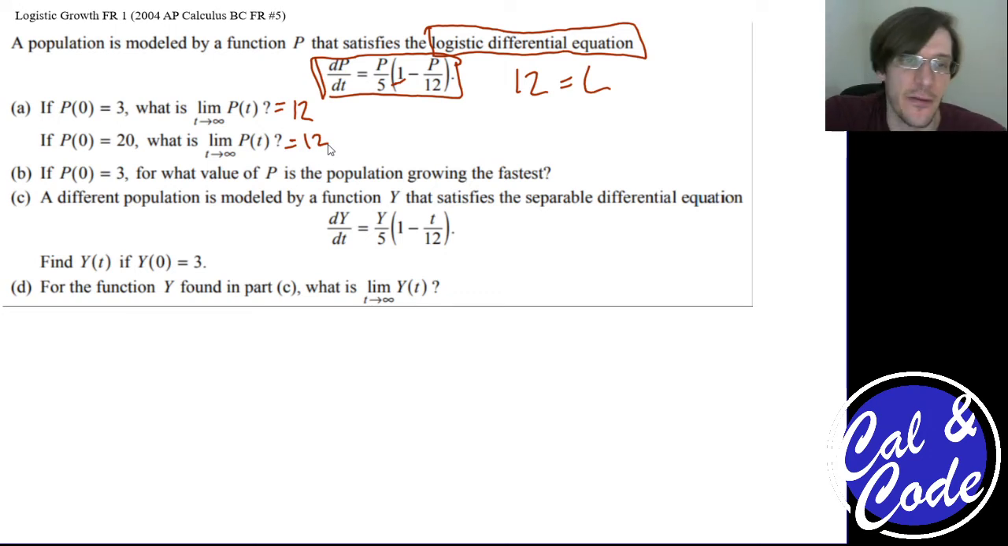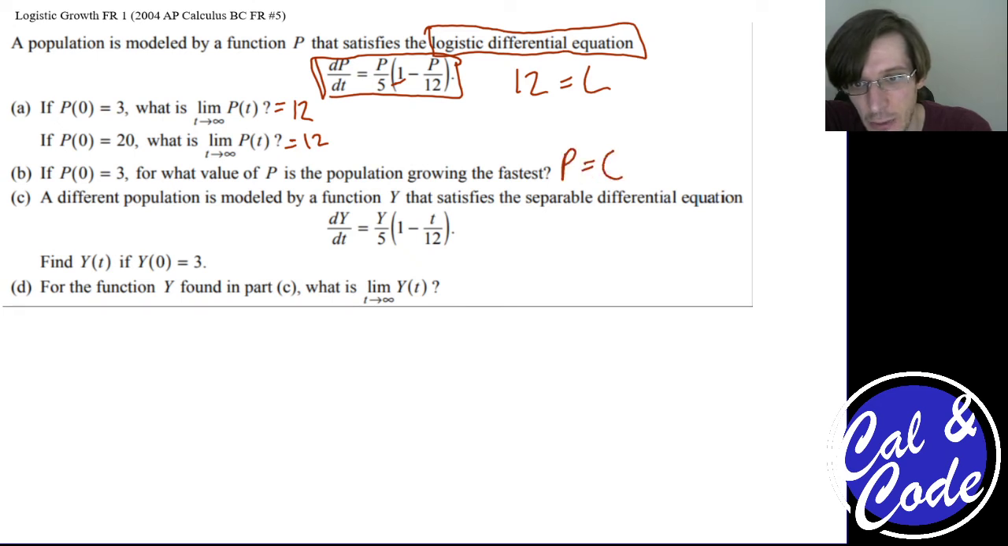Then they give me another problem. If the initial condition is 3, so if we use that first initial condition, when is this growing the fastest? For what value of P is the population growing the fastest? And we learned that it's growing the fastest when we're at half our carrying capacity. So that would be true when P is equal to 6.